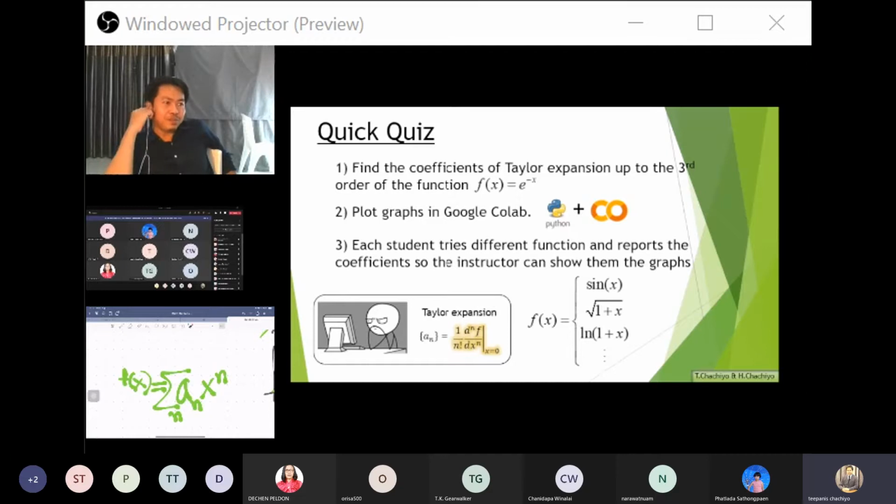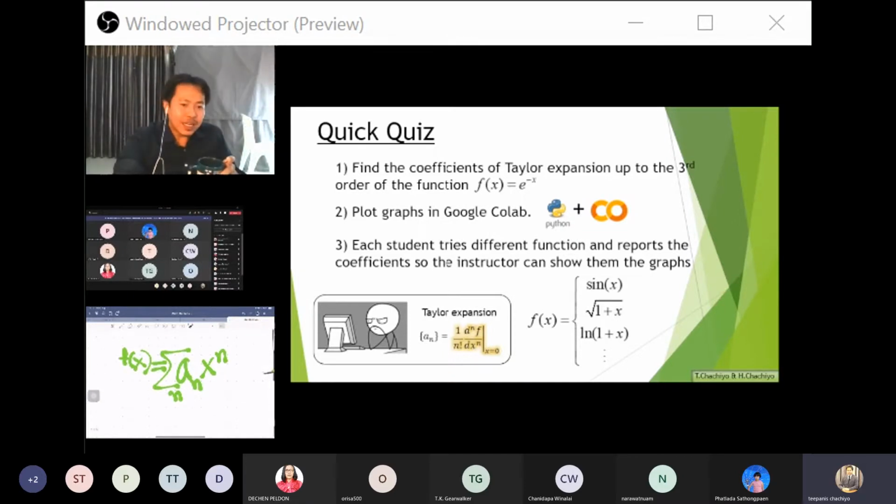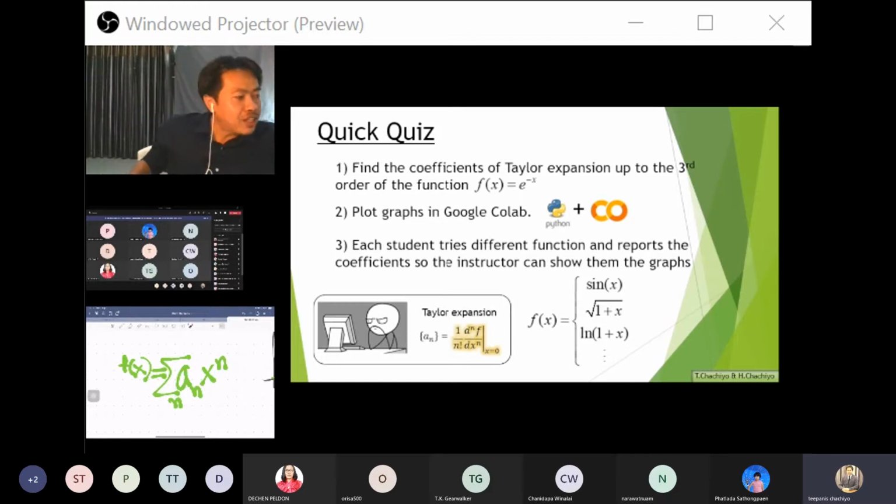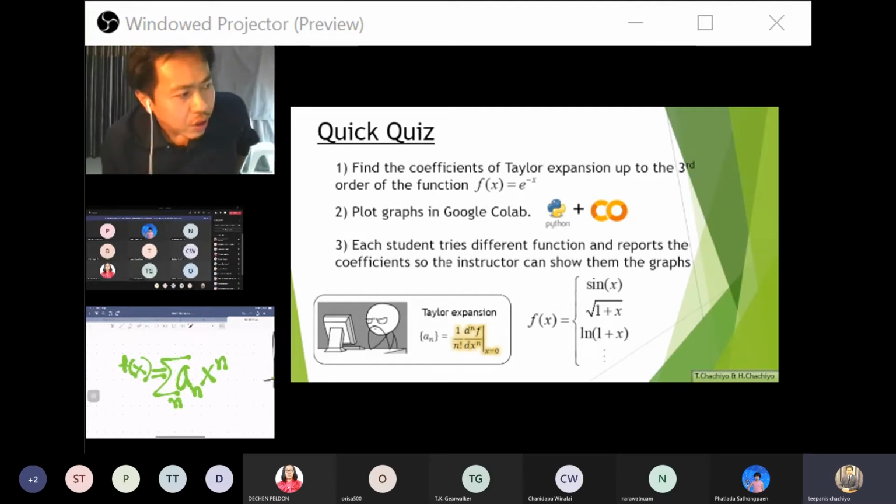Now, that was a lot of slides. So let me slow down a little bit and show you exactly how we do the thing hands-on, okay, using my iPad over here. Okay, let's do that. Find the coefficient of the Taylor expansion up to third order of the function e to the minus x. Okay, let's do that together. It's going to be very fast, but I guess that'll be a good exercise.